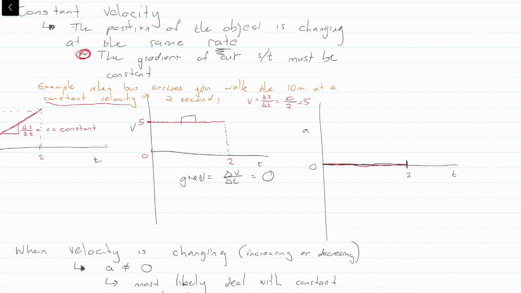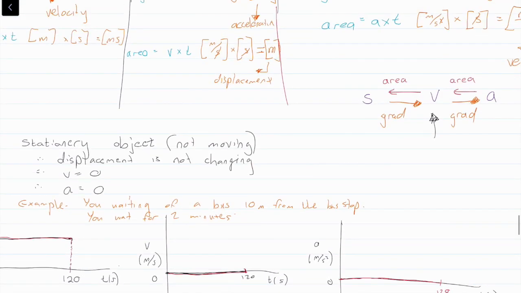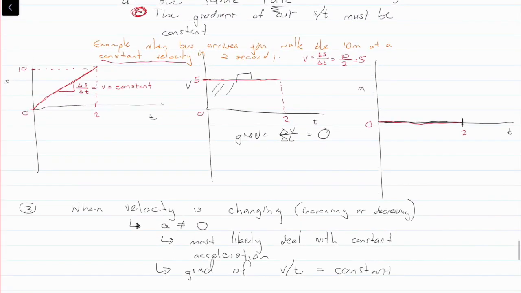If I want to calculate my displacement, I've got to use the area, right? I'm going to the left. So I calculate my area. So what's my area under this graph? Area equals 5 times 2, which is equal to 10 meters. And that's exactly what we calculated before.